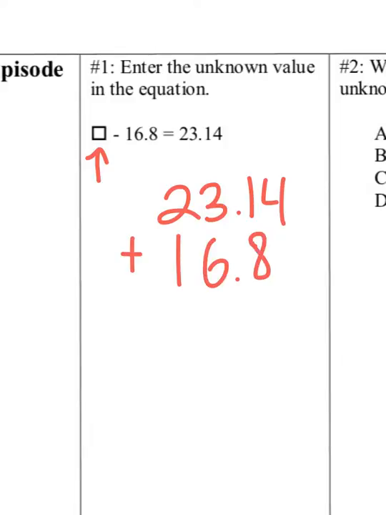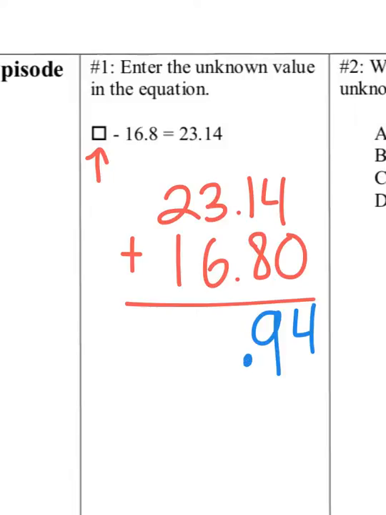Just make sure your decimals line up, and then add a 0 at the very end if you need to. 4 plus 0 is 4. 1 plus 8 is 9. Here's my decimal. I go straight down. 3 plus 6 is 9, and 2 plus 1 is 3. So we know that the square must be 39.94.